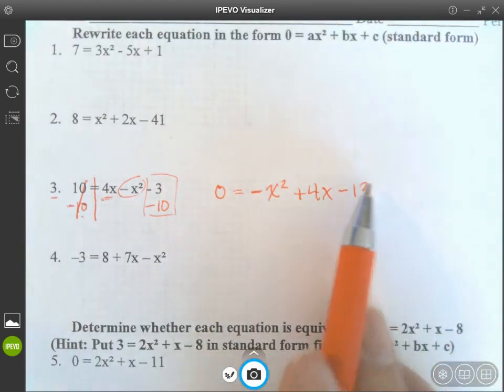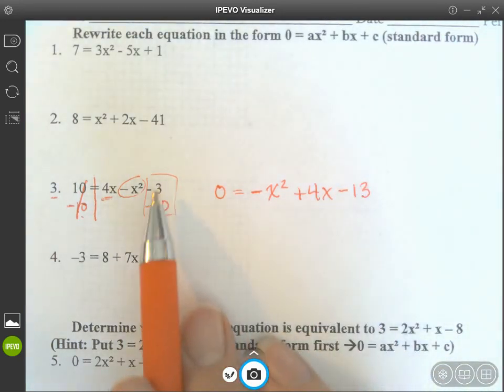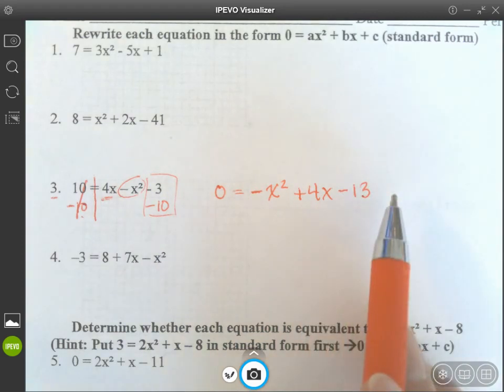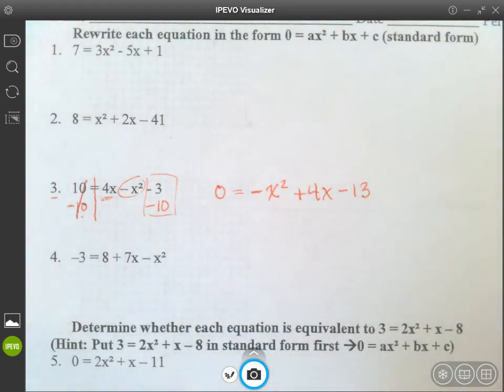I noticed people making mistakes here, missing their signs, ignoring signs, and then their graphs were off. So this is my answer. I'm fine with that.